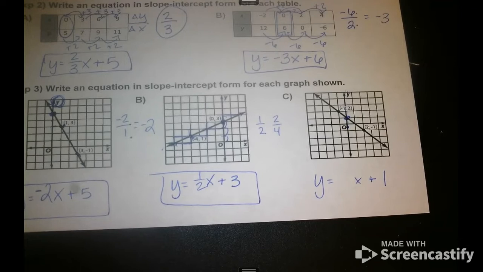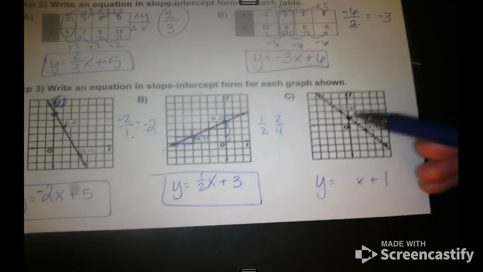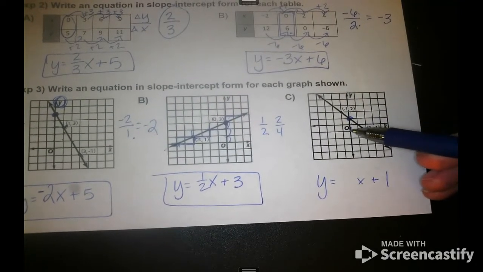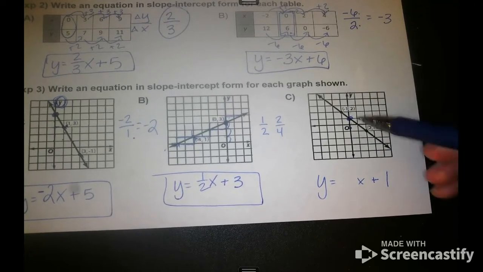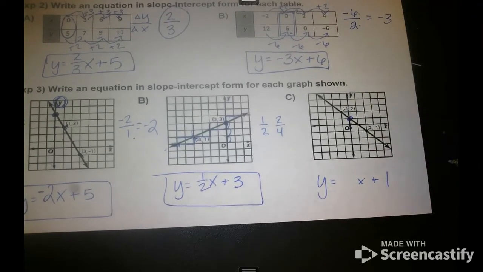Is that plus 1 or minus 1? Plus 1, because it's at the plus 1. If it was down here, it would be minus 1, if it was on the negative part of the y-axis.